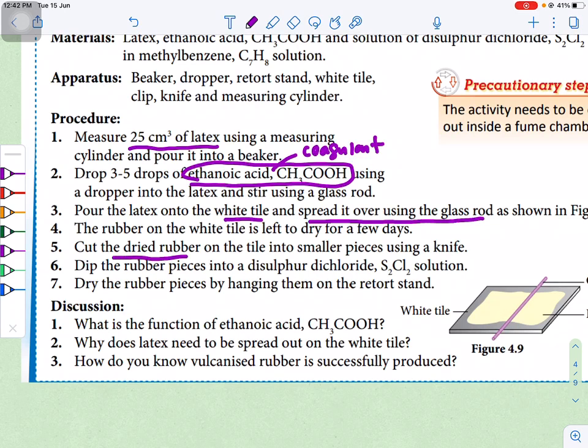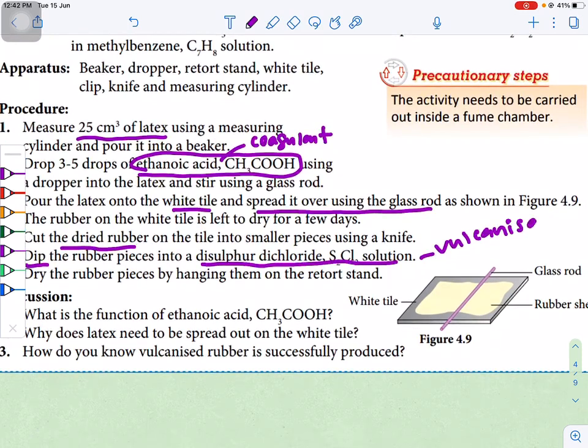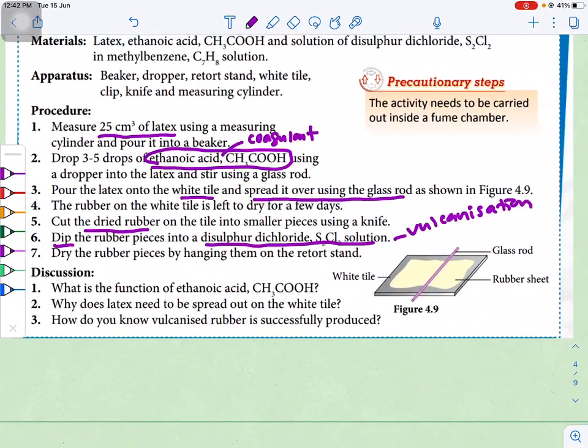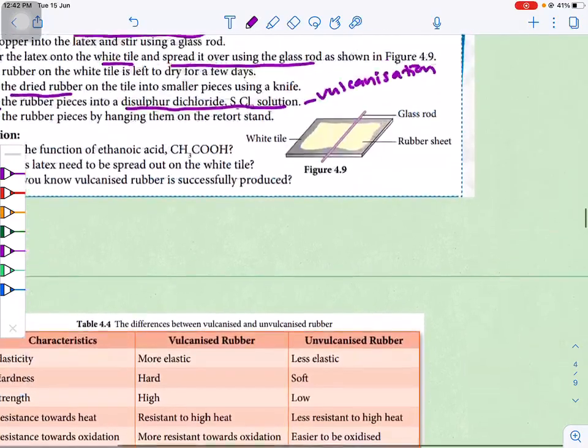And then we cut the dry rubber into small pieces. Okay, and then at the end, lepas dia dah coagulate dalam bentuk yang kita nak, dalam bentuk sekeping, barulah kita dip into disulfur dichloride. This is the process of vulcanization, to make rubber more elastic.